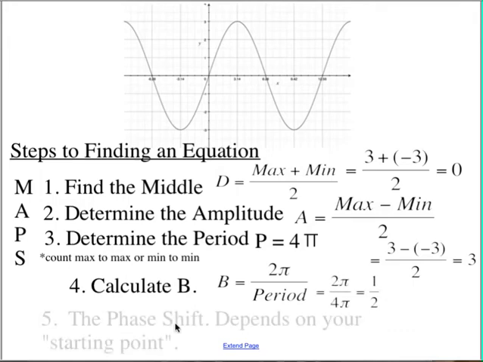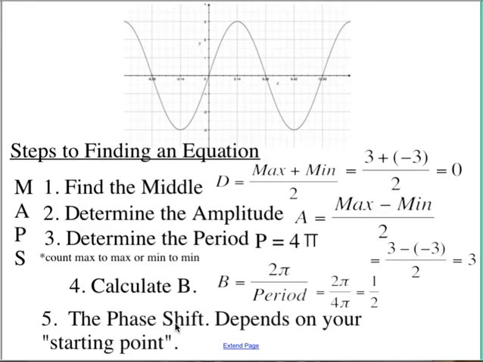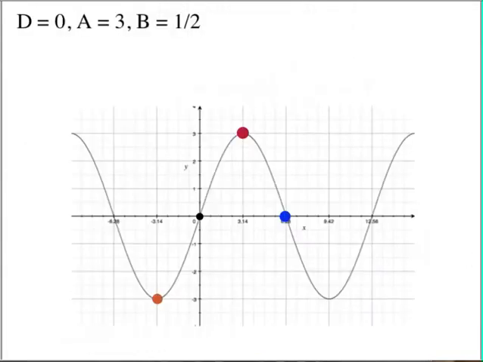And then the last step is determining your phase shift. Now, this is all going to depend on what you pick as your starting point in your graph. This sinusoidal wave has an infinite number of equations that could represent it, so it all depends on where you want to start from. As I've said, the middle was 0, amplitude was 3, and the horizontal stretch, or the b, was 1/2. Now these three things are not going to change in the equations that we write that represent this graph.